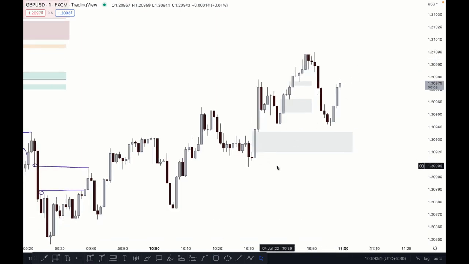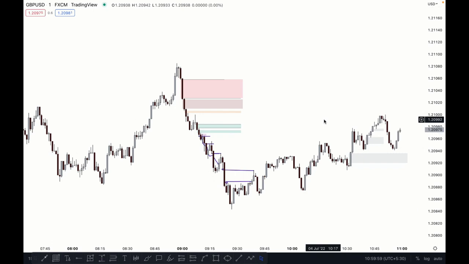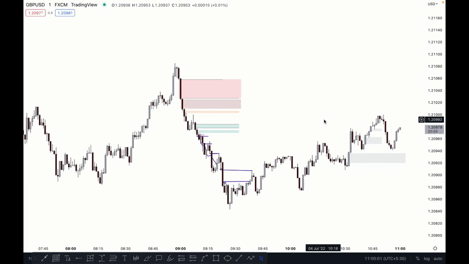So this is a simplistic way to identify the imbalance. Okay, it doesn't matter whether market momentum is bullish or bearish, you have to identify the gap between both candlesticks, as I mentioned, right? So now let's move on to the next topic, which is order block.